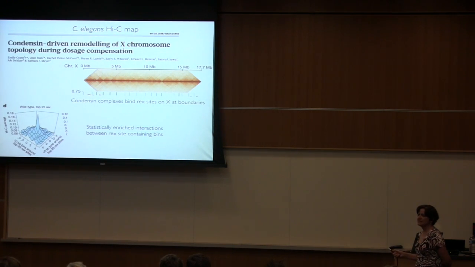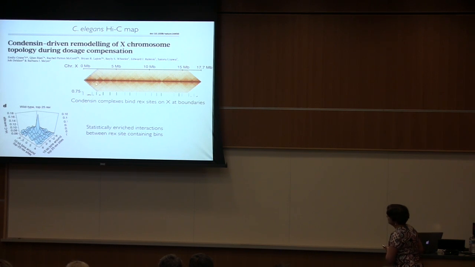Barbara Meyer's lab has generated one Hi-C map for C. elegans, and she applied this to study dosage compensation, because the dosage compensation complex downregulates gene expression on the C. elegans X chromosome, and that leads to a change in the structure of the X chromosome. When they applied this method, they could find these little domains across the X chromosome, and the dosage compensation proteins tended to be enriched at the boundaries between these domains, the green things here. They also found a statistically significant enrichment for interactions between these sites, which are called the rex sites, where these complexes bind. So they have this little peak, showing that these sites tended to interact with each other.